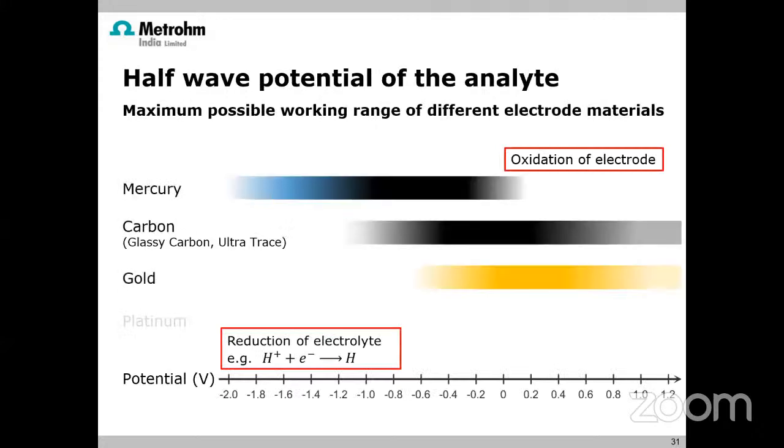So basically you can see here the maximum possible working range of different electrode materials. When we use a mercury electrode, we can use up to 1 volt. Similarly, carbon, glassy carbon and ultra trace carbon electrodes can be used even up to 1.2 volts. Gold, right from minus 0.6 to 1.2. So it differs for the different electrodes. But mercury, we can use at a very, very wide range. So maximum possible metals are possible with mercury electrodes.